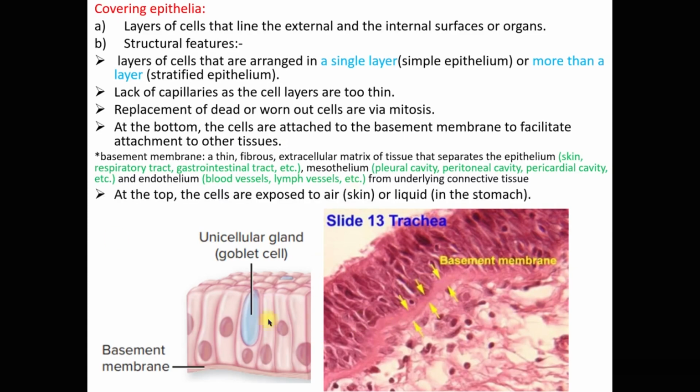Now, at the top or the surface of these covering epithelia, the covering epithelial cells are exposed to air, like your skin, for example, or liquid, like in the stomach.